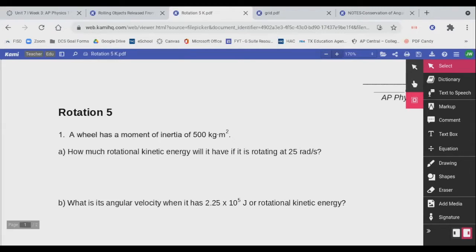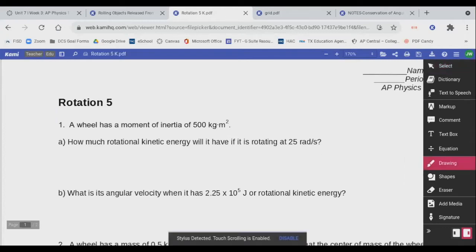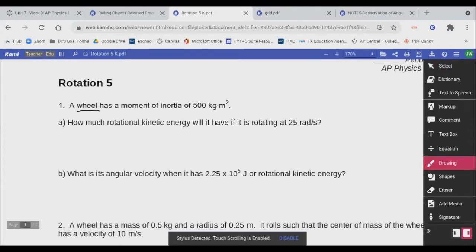Let's get it started. All right, we have a wheel that has a moment of inertia of 500 kilogram meters squared. So let me get my drawing tool out. All right, they said it's a wheel. So a wheel, think of like a tire. It's like a hoop or a ring. So couldn't we say that I equals mr squared? I don't know if I need it. I'm just going to put it off to the side. Then they tell me the moment of inertia, or the rotational inertia. So they say I equals 500.